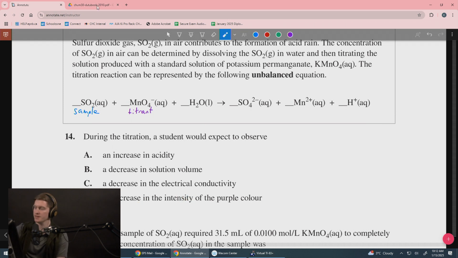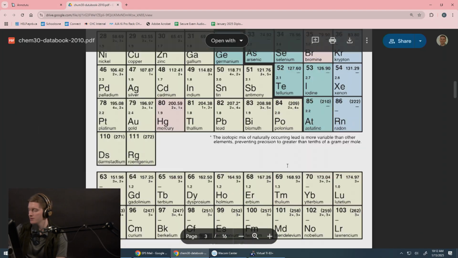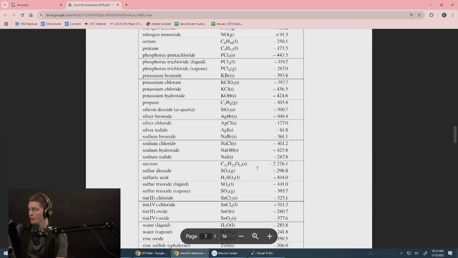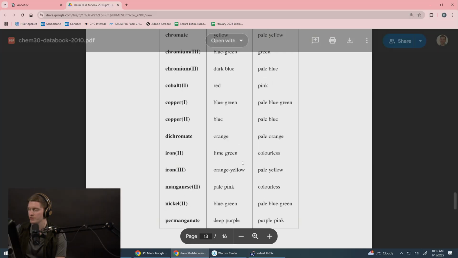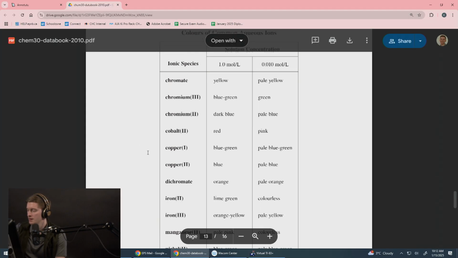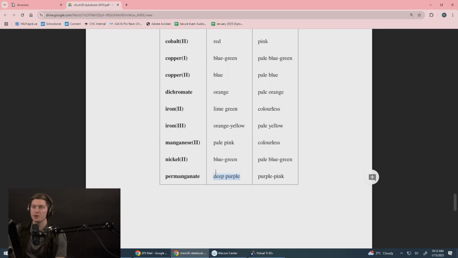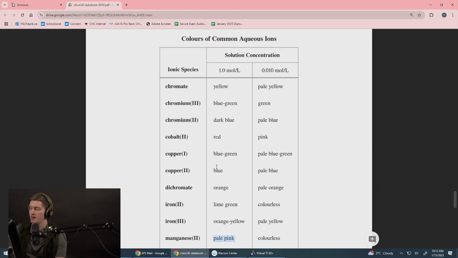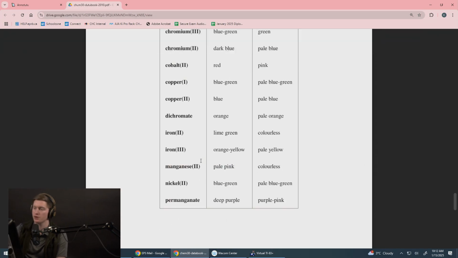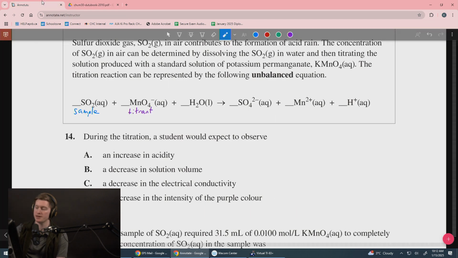Okay, in the Chem 30 data booklet, which I'll just pull up on the side here, if we go all the way to the last page, they've got the colors of a bunch of different anions, or cations, sorry. Permanganate is a deep purple color. This is an RMnO4. And manganese 2 is a pale pink in a high concentration and pretty much colorless in a low concentration. Many of you perhaps have done this titration in Chem 30. I'm just going to write here, this is our purple reactant, and this is our pale pink product.